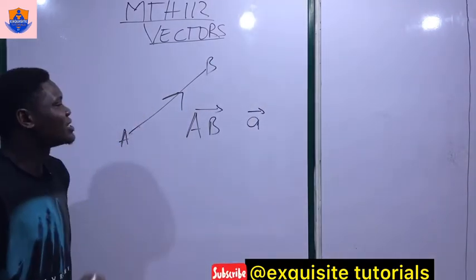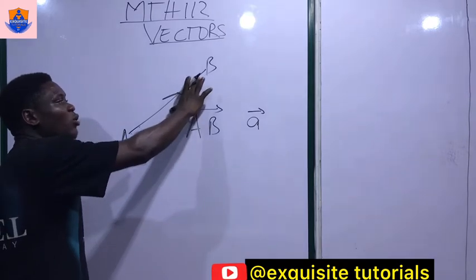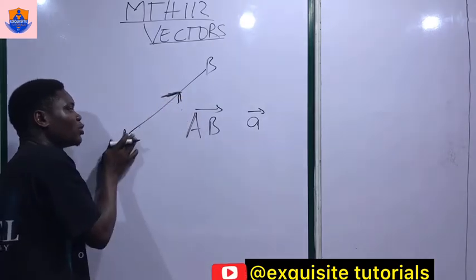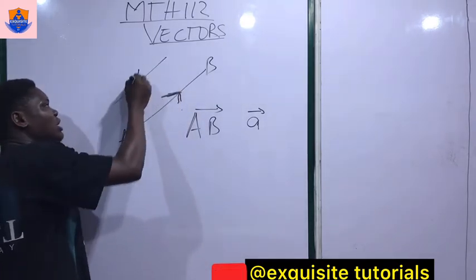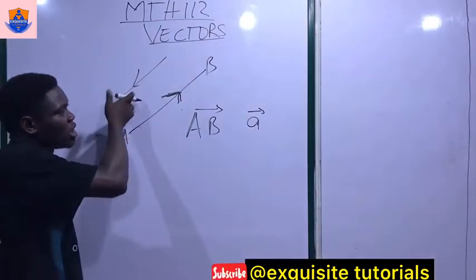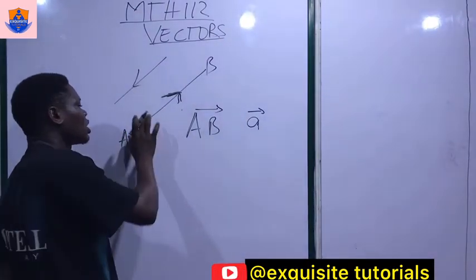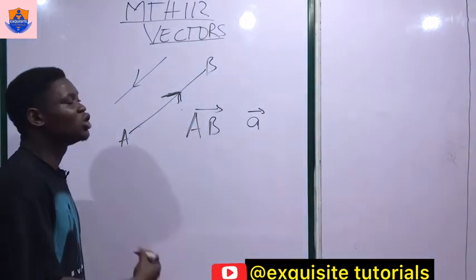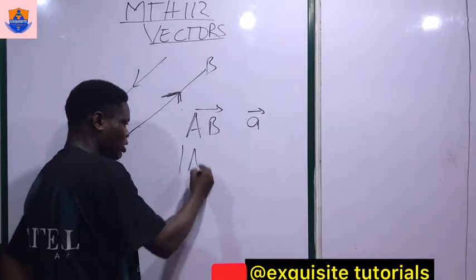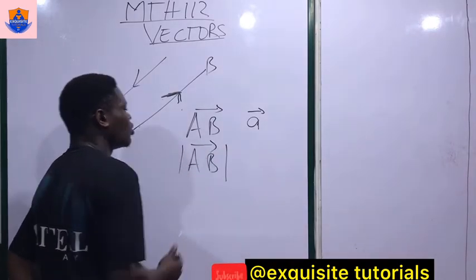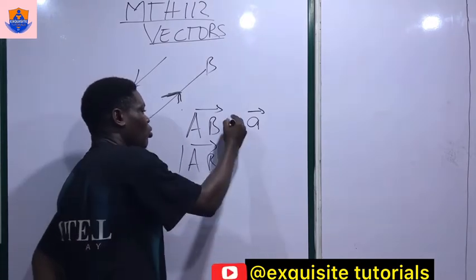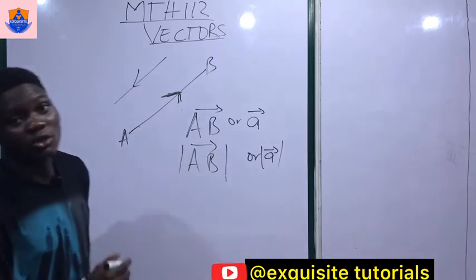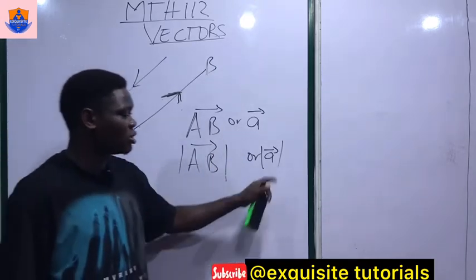The size of the vector is actually the length of this line. The direction of the vector is represented by this arrow. This is telling you that this vector is moving towards this direction. If it was like this, it's telling you that the vector is moving towards this direction. So the size of that vector is the length of the vector. We denote the size of a vector, that means the magnitude, as this. So whenever you see this, we are talking about the magnitude of the vector. Or you see this, we are talking about the vector itself. When you see this, we are talking about the magnitude of the vector.